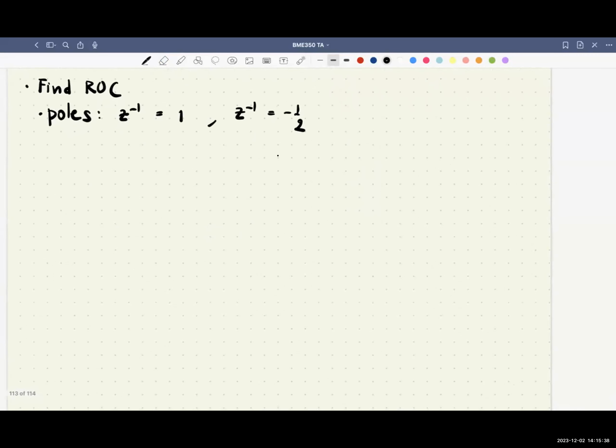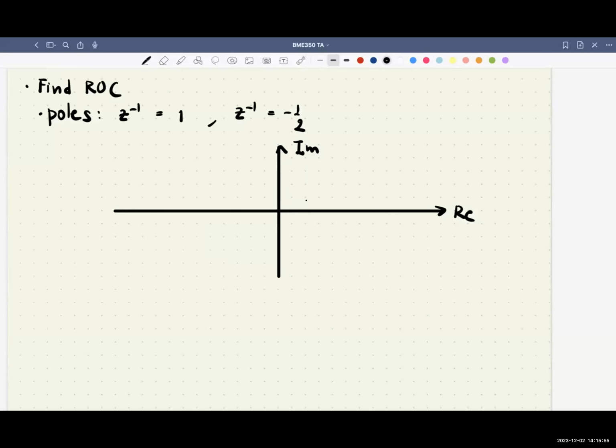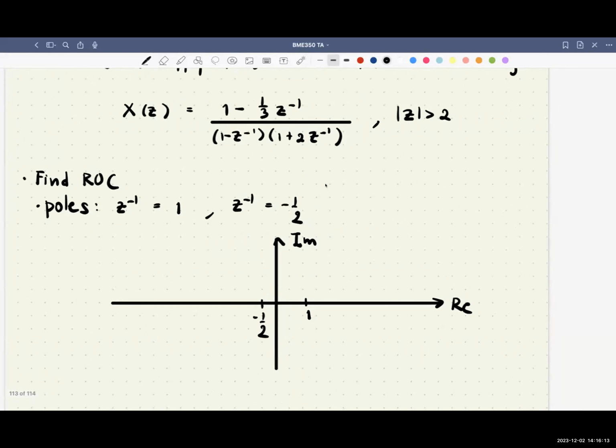So we have our poles here. We're going to put them on the plane. We have poles at 1 and -1/2. This is my scale. Let me check. Oh yeah, it's inverse, right? Thank you. It should be 2, because it's Z inverse. Because it's Z inverse, it should be 2, not 1/2. Thanks for that. So we have poles at 1 and -2.